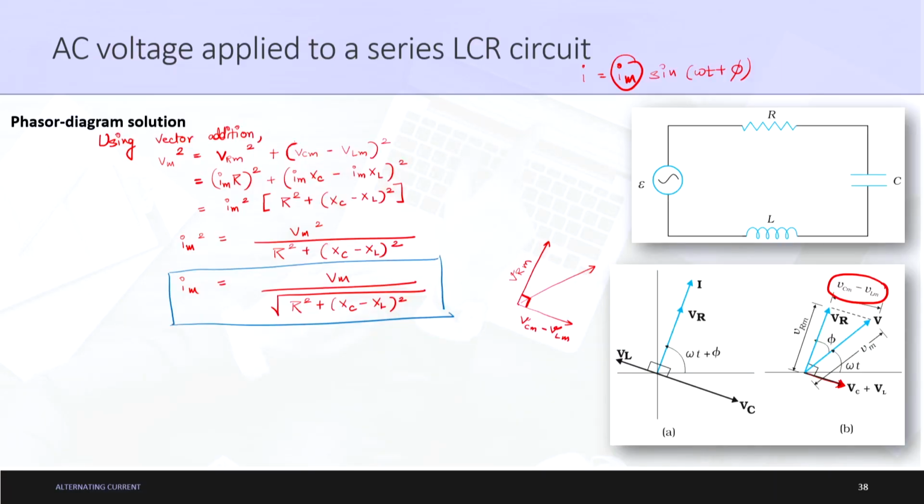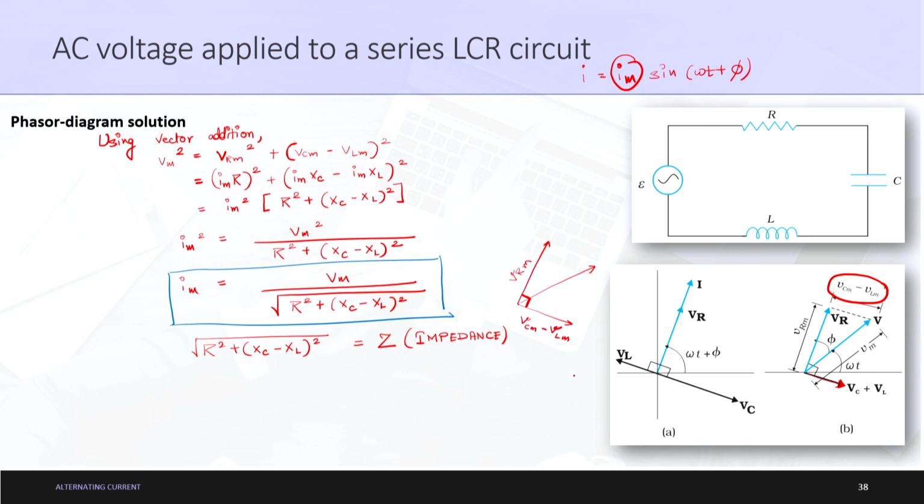As we defined new terminology for Xl and Xc, we will define a new terminology for this denominator. This denominator, under root of R square plus Xc minus Xl whole square, is denoted by Z, which is called impedance. Please remember this very carefully.